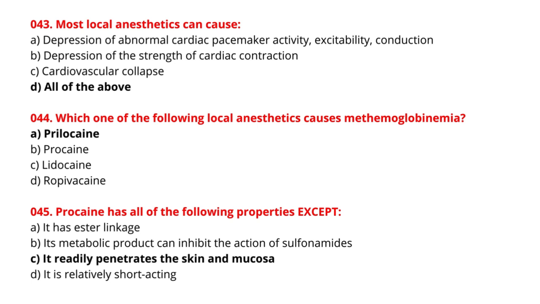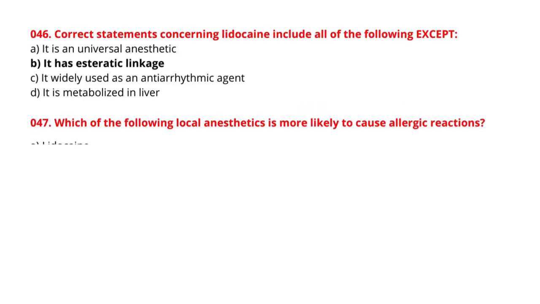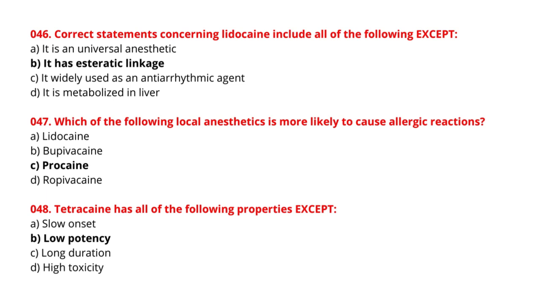045. Procaine has all of the following properties except A. It has ester linkage. B. Its metabolic product can inhibit the action of sulfonamides. C. It readily penetrates the skin and mucosa. D. It is relatively short-acting. Answer is C. 046. Correct statements concerning lidocaine include all of the following except A. It is a universal anesthetic. B. It has ester linkage. C. It is widely used as an antiarrhythmic agent. D. It is metabolized in liver.